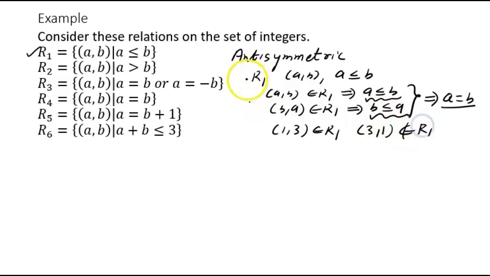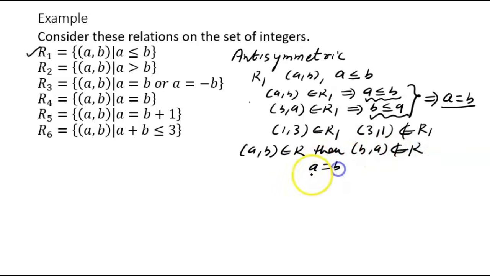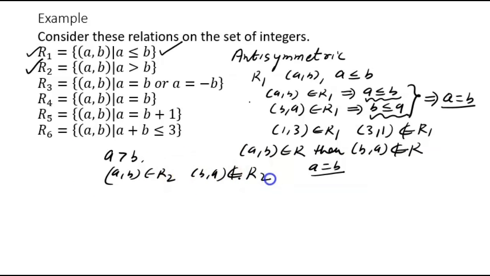So the definition of an antisymmetric relation is that if (A, B) belongs to a relation R, then (B, A) should not belong to R except when A and B are equal. So here we have A and B equal type of elements, but otherwise it is antisymmetric, right? So this relation is antisymmetric. What about R2? R2 is clearly antisymmetric, because when A is greater than B, then (A, B) belongs to R2, and (B, A) certainly does not belong to R2. Why? Because if A is greater than B, then certainly B is not greater than A. So this is clearly antisymmetric.